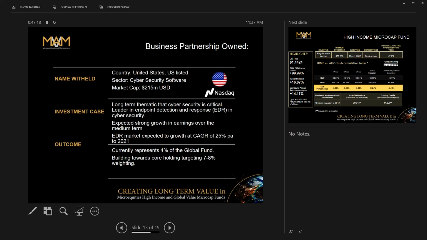Currently, this business represents 4% of the fund's assets, but we're building what we call a key core holding in this business, where it's going to be a top 5 business partnership, and we're going to apply 7 to 8% of the fund's assets in this business. Again, this is another example of the type of investment opportunity, the type of business partnership that you just can't find in Australia. There's just no cybersecurity software business available that's profitable and of this dimension and of this scale, and has this level of growth. So it's a unique investment opportunity that, had we not launched the Global Value Microcap Fund, I, as a personal investor in the Global Microcap Fund, would not be able to participate in. And it really is a really exciting investment case.